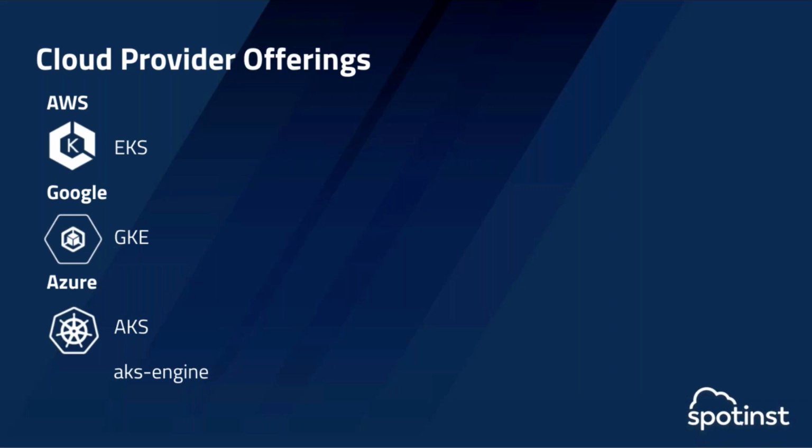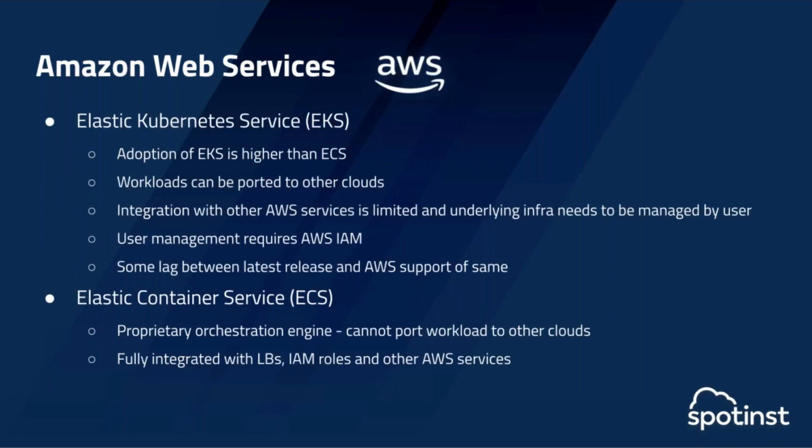So now we're going to dive in to specifics for each one of the cloud providers. Amazon Web Services, as I said, has Elastic Kubernetes Service, or EKS. They have another service called ECS, which I'm just going to mention because it happens in the container space. But adoption of EKS is higher than that of their older container service.